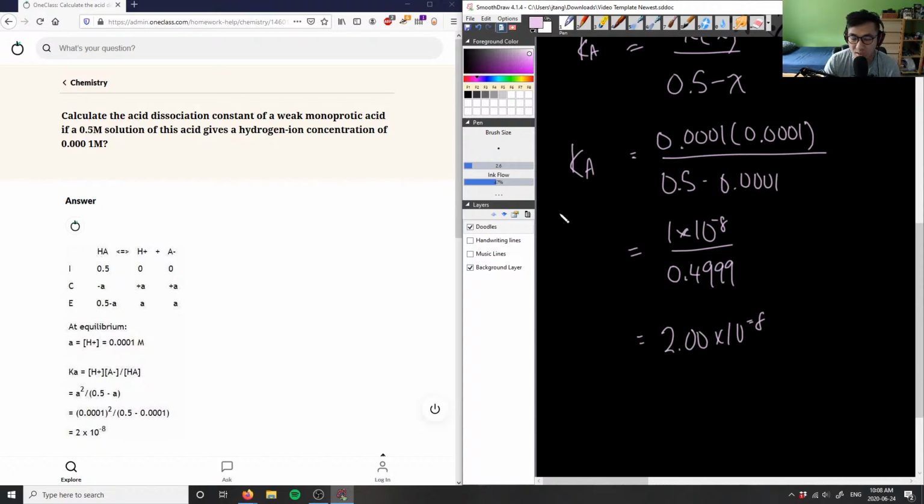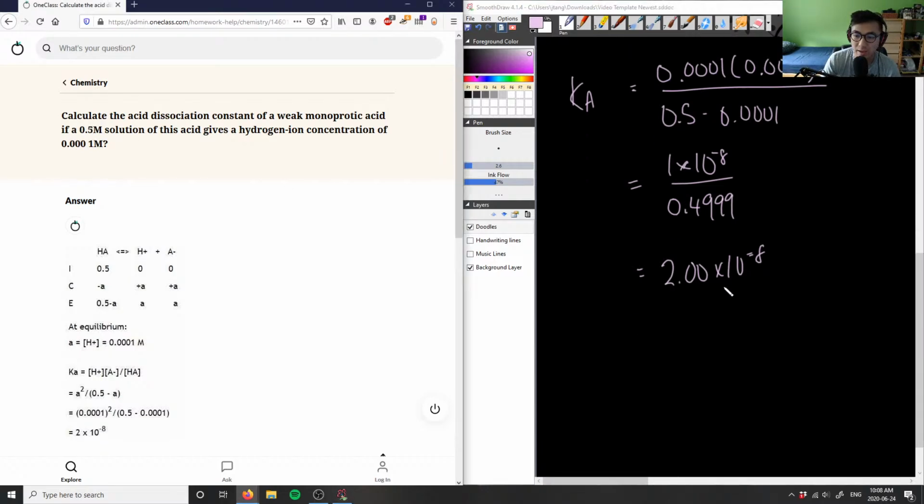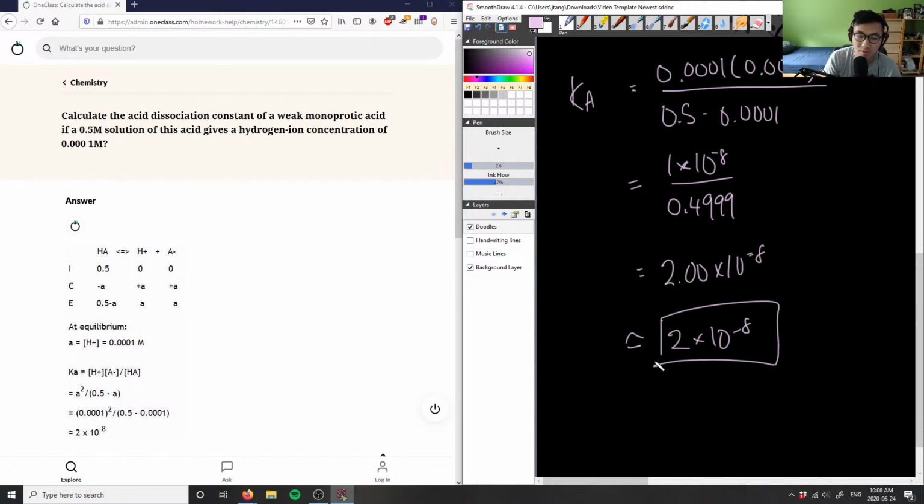And in terms of significant digits, I have 1 significant digit here and 4 here. So I would follow the first, which means our answer specifically should be 2 times 10 to the negative 8. So this here is our answer. And as you can see, this answer matches the given solution. So the solution here is correct.